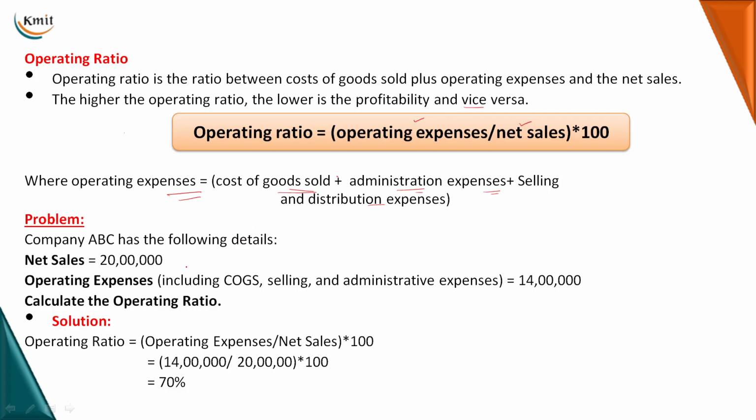So here ABC company's details are given, for which we are going to calculate the operating ratio. Net sales is 20 lakhs, operating expenses including cost of the goods sold and everything is 14 lakhs. Substitute the given values in the formula, operating expenses divided by net sales. So 14 lakhs divided by 20 into 100 is 70%.